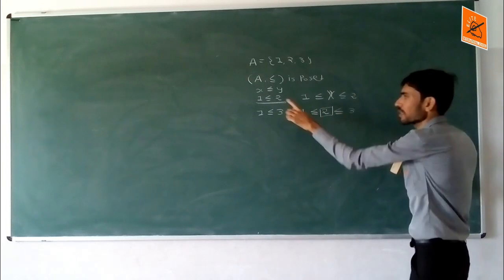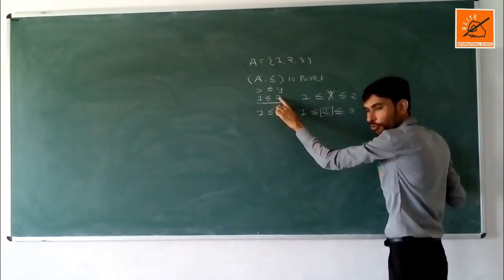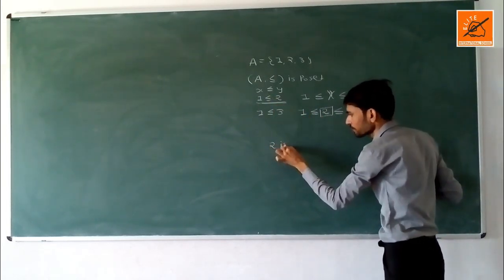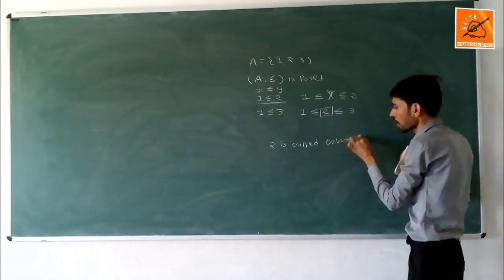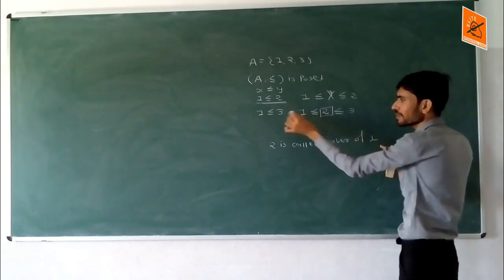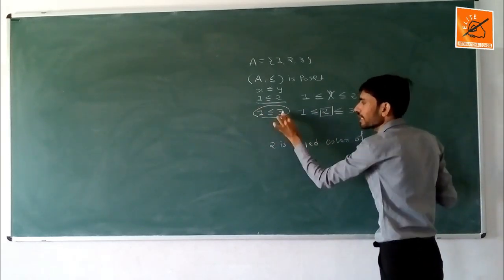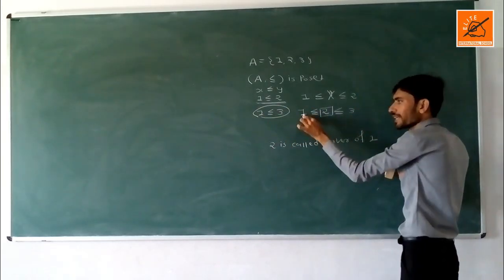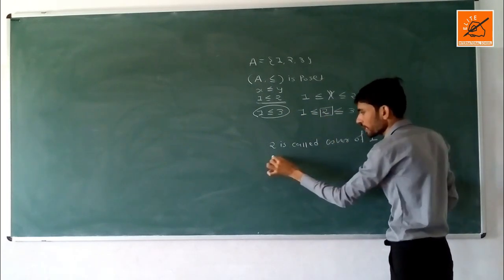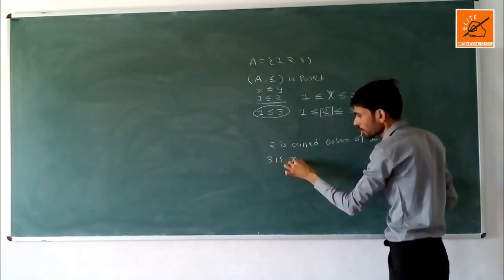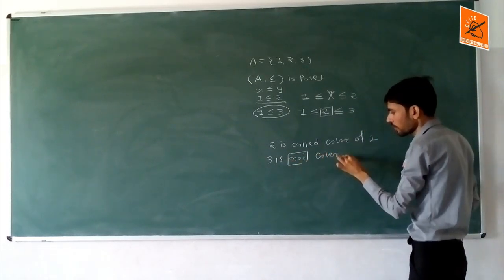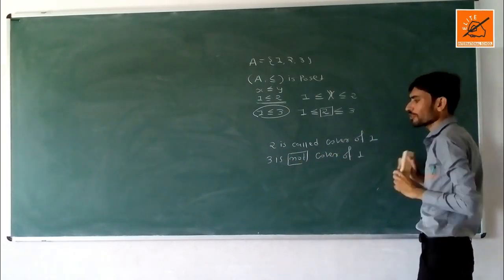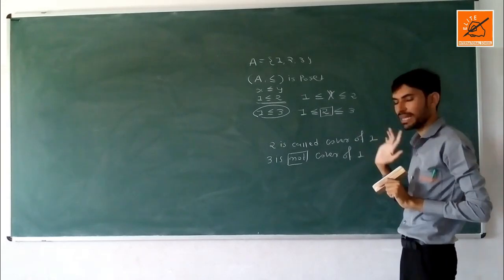So in the first case, 1 is directly related with 2, so 2 is the cover of 1. In the second case, 1 is related with 3 but via 2, so 3 is not a cover of 1. So this is the definition of cover of an element.